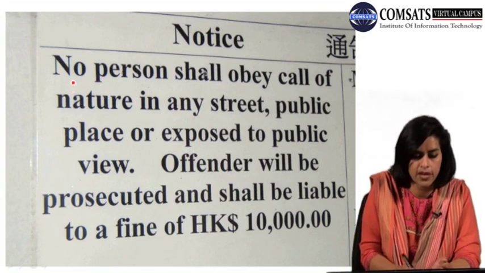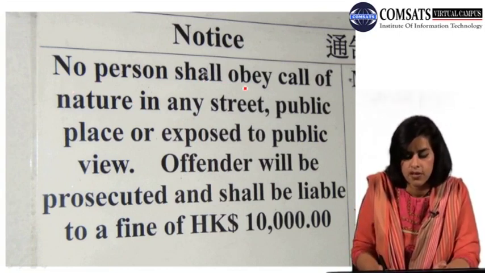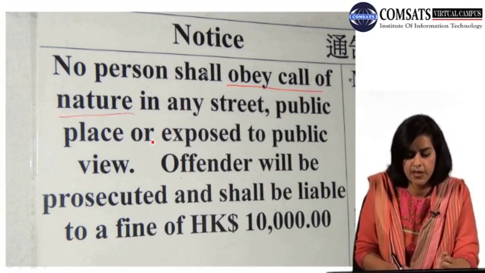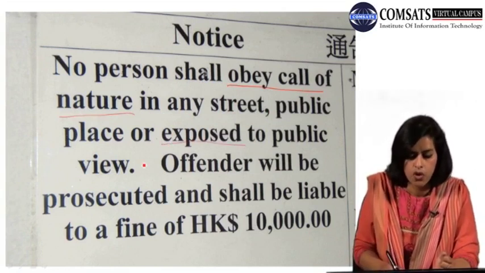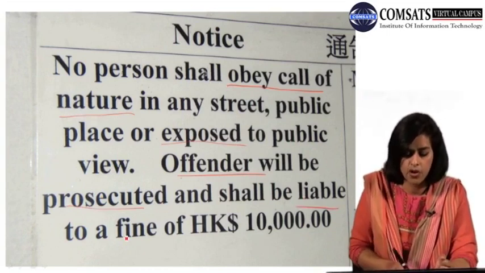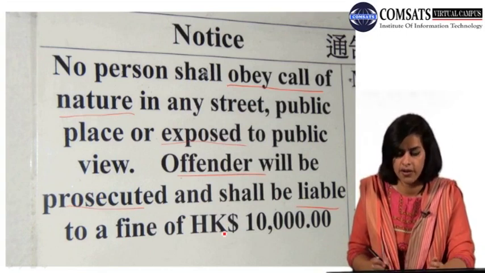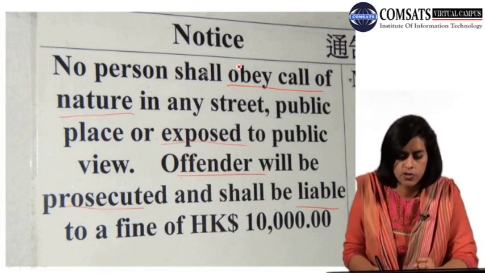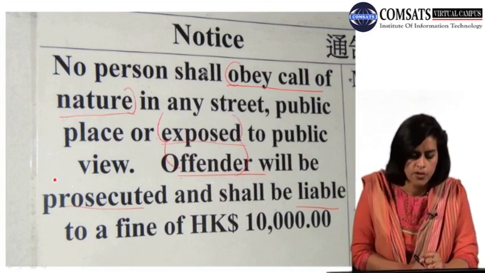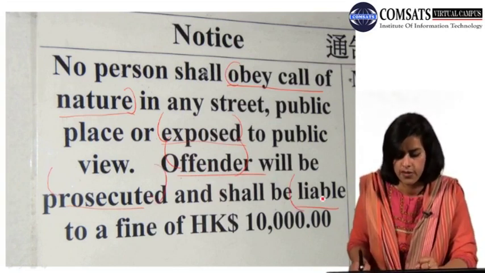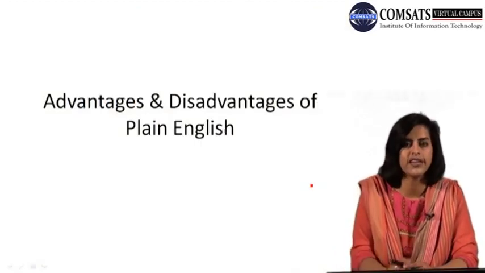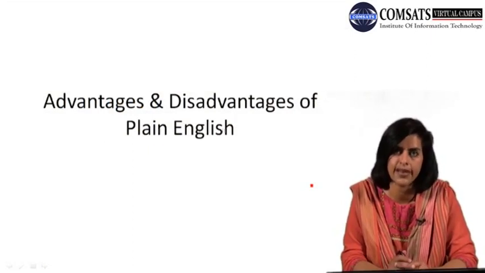Now what you are supposed to do is replace "obey call of nature" with easy words: in any street, public space or exposed to public view, offenders will be prosecuted and shall be liable to a fine of Hong Kong $10,000. So you are supposed to find the easy words for call of nature, exposed, offender, prosecuted and liable. This is what you are going to do, and I hope you do it well. So let's move on and see the advantages and disadvantages of plain English now.